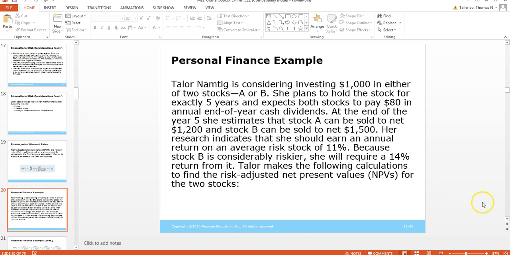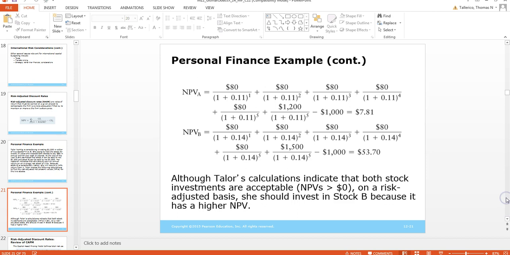So you're calculating the net present value, right? So here's the net present value for A. You notice this one's got 11%, right? And this one's more risky. It's 14%. So although Taylor's calculations indicate that both stock investments are positive, they're both acceptable. On a risk-adjusted basis, she would invest in stock B because it has a higher net present value.